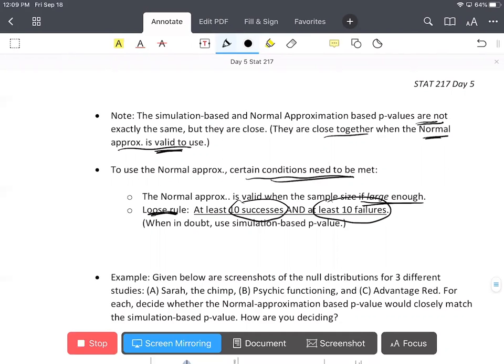All right. If you're in doubt, let's say, would it work if I had 100 successes and 1 failure? Could I use the normal approximation? No, you couldn't, because it failed. Yes, it has a lot more than 10 successes, but it only has 1 failure. All right. When in doubt, use the simulation-based p-value.